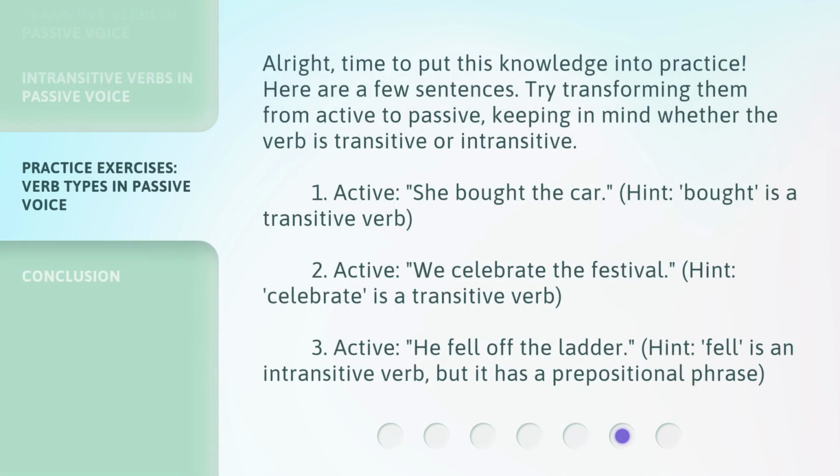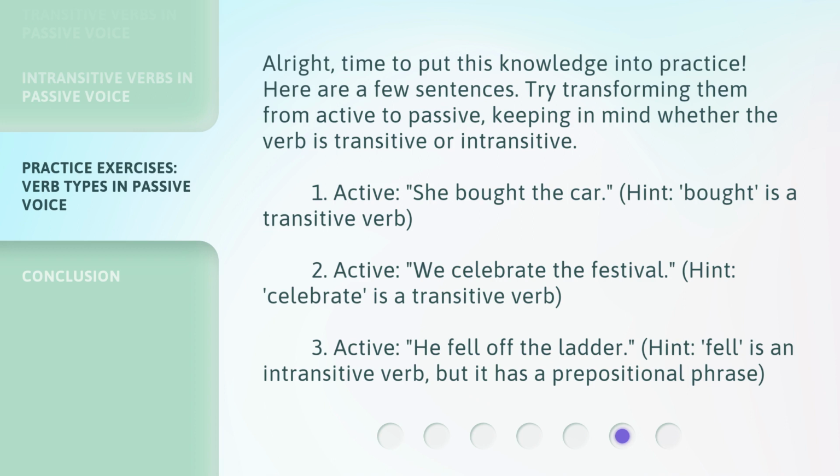Alright, time to put this knowledge into practice. Here are a few sentences. Try transforming them from active to passive, keeping in mind whether the verb is transitive or intransitive. 1. Active. She bought the car. Hint. Bought is a transitive verb.